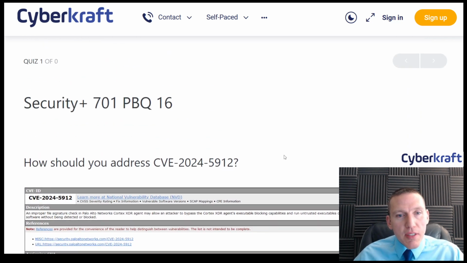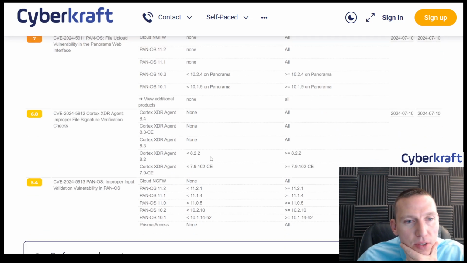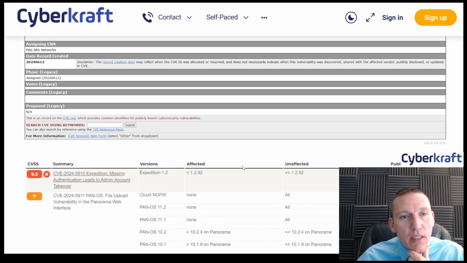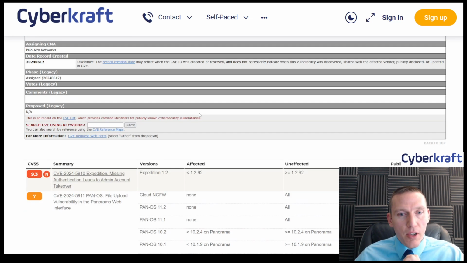How would you address this one, CVE-5912? Okay, this is 5912 here. Cortex XDR agent improper file signature verification checks. Improper file signature check in the Palo Alto Networks Cortex XDR agent may allow the attacker to bypass the Cortex XDR agent's executable blocking capabilities and run untrusted executables on the device. It can be leveraged to execute untrusted software without being detected or blocked. Okay?